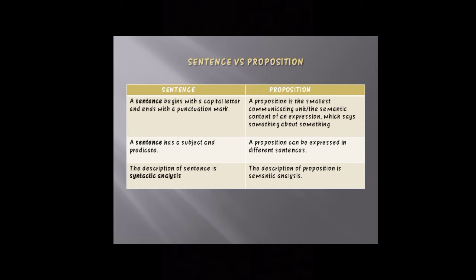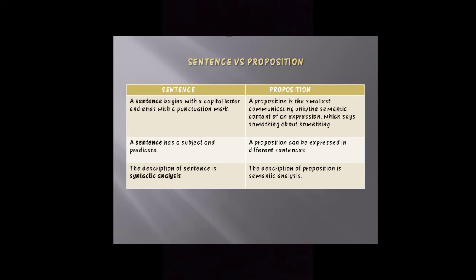A sentence has at least a subject and a main verb to state. For example, Jonah is running. Jonah was the subject and running was the predicate. The description of a sentence is syntactic analysis. It is an account of the lexemes and function words of a sentence, describing how these combine into phrases and showing the function that these lexemes and phrases have in the sentence.